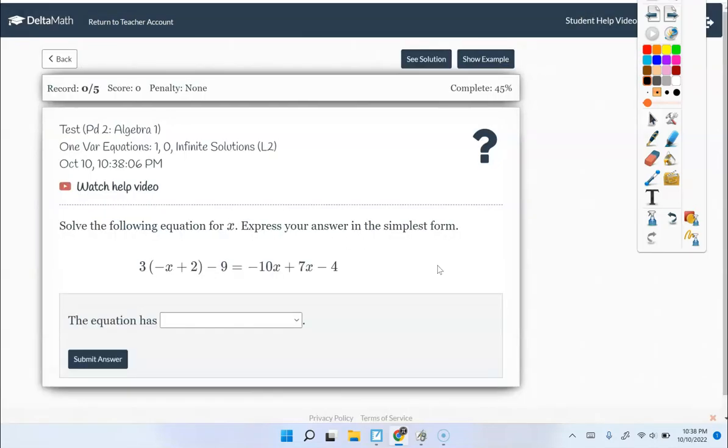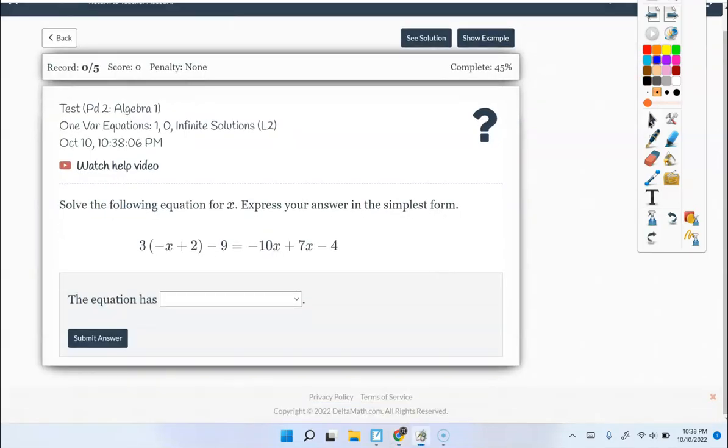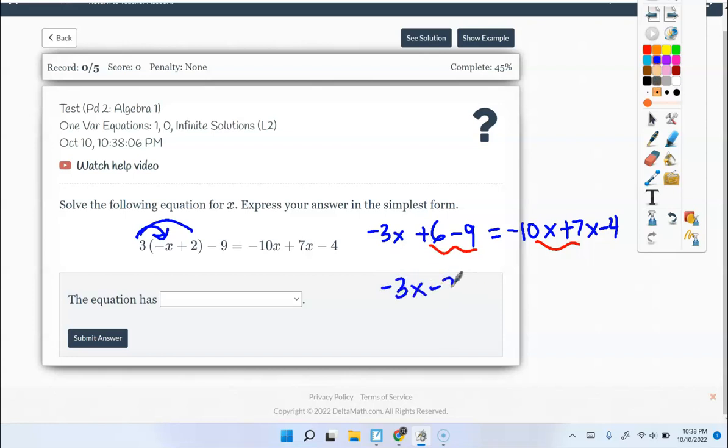Take a look at the last one here. Express your answer in simplest form. They're getting longer and longer. So I've got negative 3x plus 6, and then the minus 9 is there. Nothing to distribute on the right. Negative 10x plus 7x minus 4. Now I've got some combining of like terms to do here. I'm going to get negative 3x minus 3 and negative 3x minus 4.